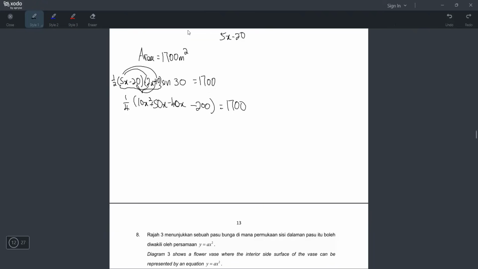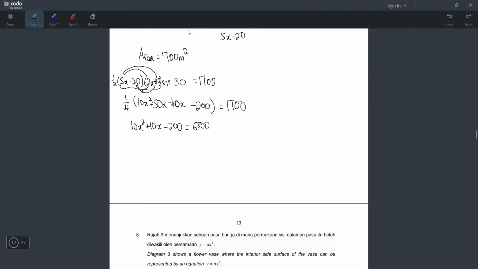Now what I do is I will move the 1/4 to the other side. So now it becomes 10x squared. At the same time, I can also solve for this quickly. 50x minus 40x is plus 10x, minus 200 equals 1,700 times 4. Because the 4 is at the bottom, meaning divide. So divide becomes times when you move it. So this is 6,800. So now got square.